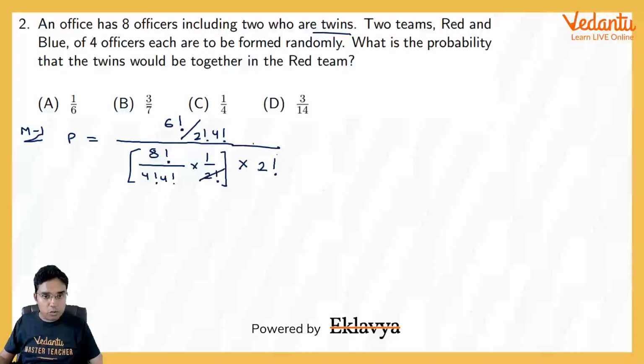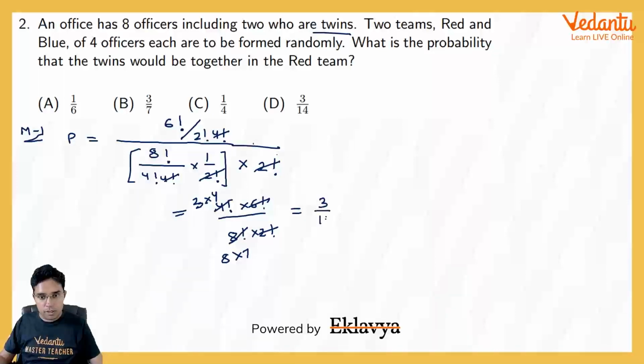So if we do it, 2 factorial will be cancelled and this 4 factorial will also be cancelled. We will be having here 4 factorial into 6 factorial upon 8 factorial into 2 factorial. This 6 factorial will cancel 8 factorial, leaving 8 into 7 times. This 2 factorial will cancel this 4 factorial, leaving 3 into 4 times. So we get the answer to be, I think, 3 upon 14. So this is one method. Answer is D. Now coming to the second method.